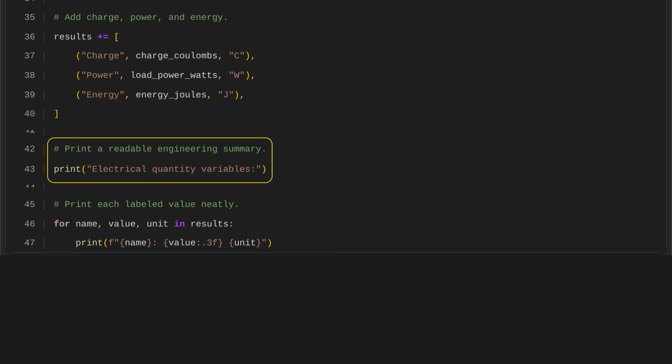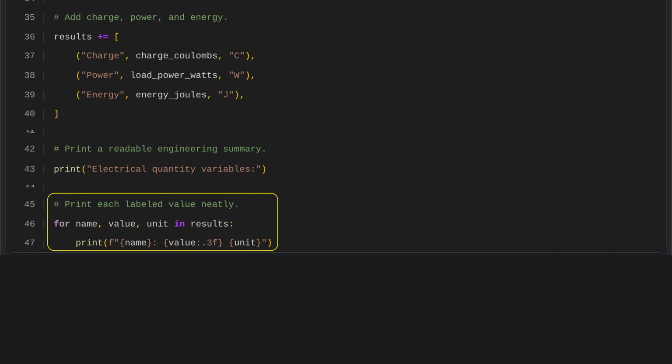The code first prints a header introducing the results as electrical quantity variables. This gives context for the values that follow and helps make the output clear and organized. The code goes through each result, taking the quantity name, value, and unit, then prints them in a clear formatted line. Each value is rounded to 3 decimal places, making the calculated electrical quantities easy to read and compare at a glance.